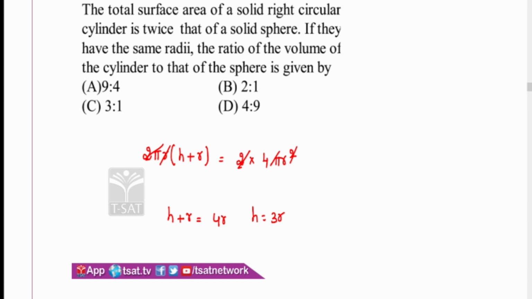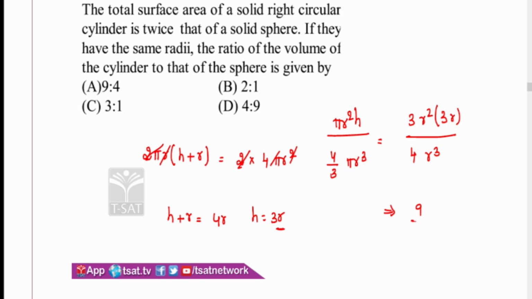So now he is asking you the volume. Height is equal to 3 times the radius. Volume is pi r square h by 4 by 3 pi r cube. Convert everything in terms of r. So 3 goes up, pi pi cancel, 3 r square into h which is 3r, pi gone, r cube is cancelled. How much is left? 9 by 4. So the ratio is 9:4, cylinder to that of sphere.